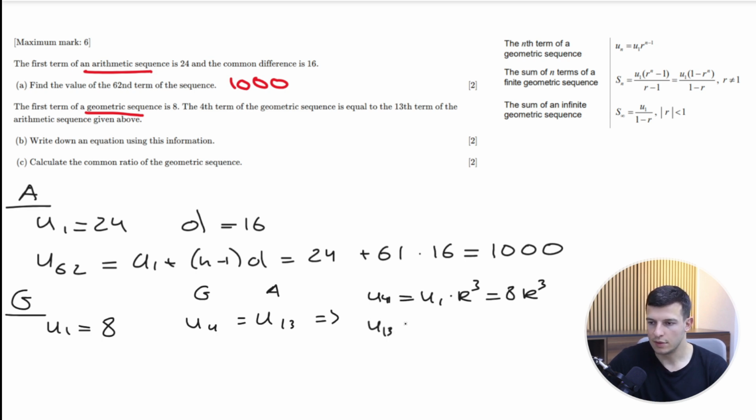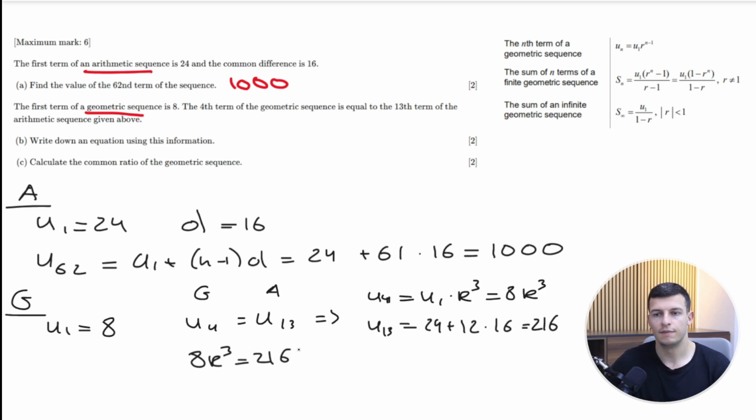U13 on arithmetic is going to be equal to what? U1, which is 24, plus n minus 1 times d. So n minus 1 is going to be 12 times d. What's our d? It's 16. And that's going to be 216. So again, the claim says U4 has to be equal to U13, meaning 8r cube has to be equal to 216. So B says write down an equation using that information. So that's exactly what we're going to write. 8r cube is equal to 216.